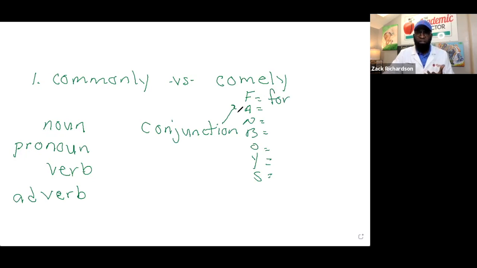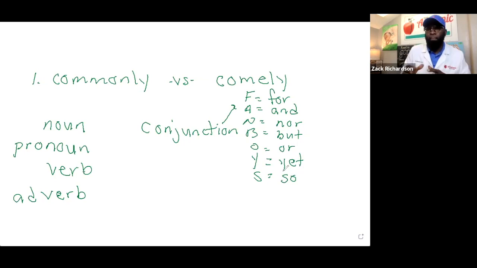So when you take a standardized test and you see for, you know it's falling in the conjunction family. The word and, A is and. That means you're bringing 2 things together. The N represents the word nor. The B represents the word but. The O represents or. The Y is going to be yet. And the S is going to be so.